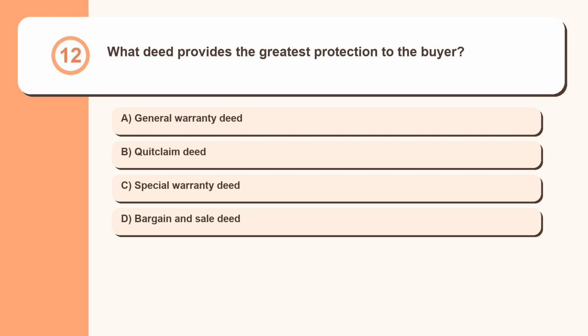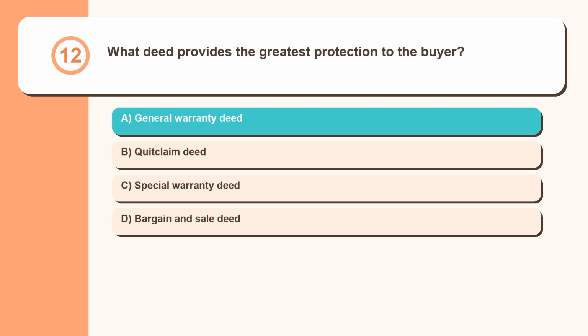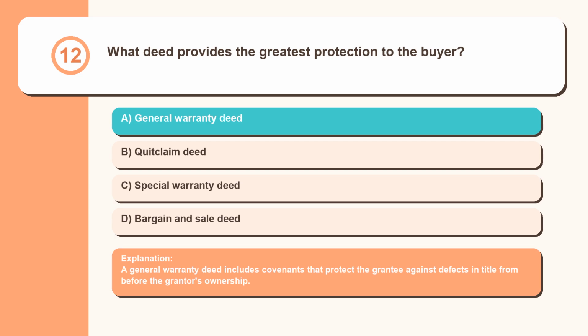Question 12. What deed provides the greatest protection to the buyer? General warranty deed, quitclaim deed, special warranty deed, bargain and sale deed. A general warranty deed includes covenants that protect the grantee against defects in title from before the grantor's ownership.